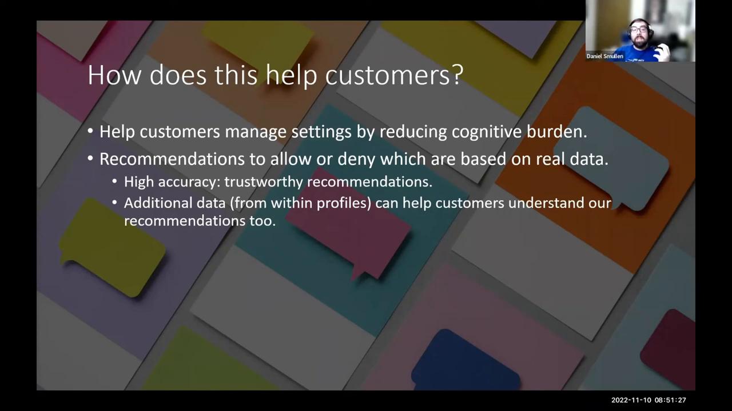And so recommendations to allow or deny things to help people configure their preferences are based on real data. They're trustworthy. So people don't think, whoa, these guys have got me all wrong. They're recommending things that make no sense to me, right? No. You're more accurate more often. And then that additional data, like I talked about, can also help people understand the recommendations. So if we say things like, hey, people in your age range tend to be a little bit more likely to restrict access to their calendar, for example, people will be like, oh yeah, that makes sense.